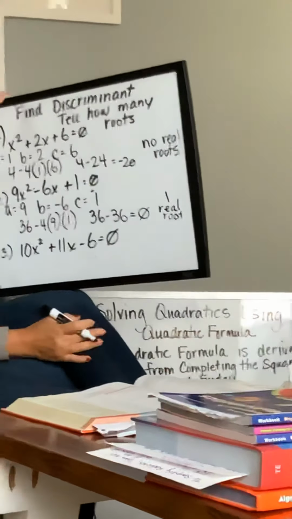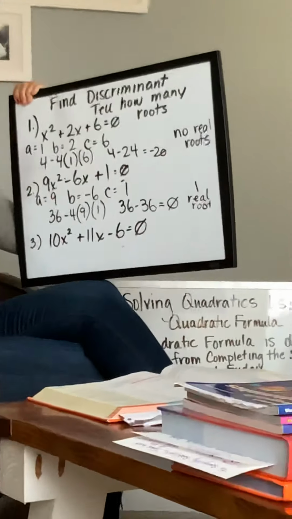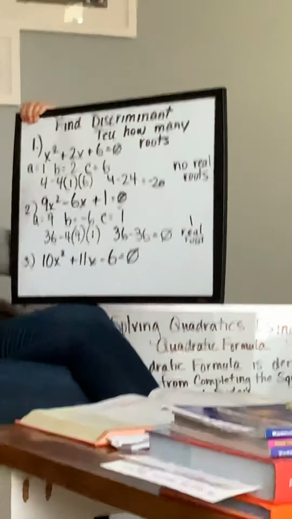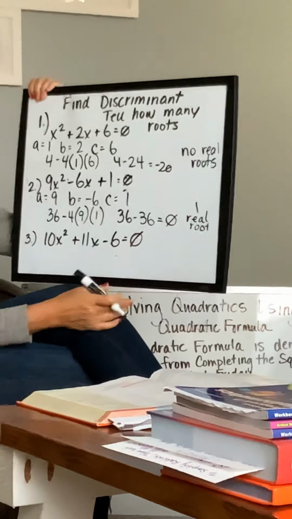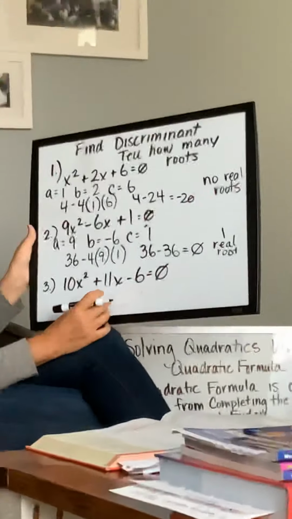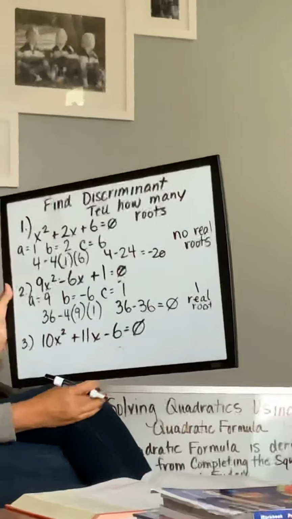Okay? Means it's going to cross your x-axis at one point. Okay? All right. Then if we look at, let's do this last one too. I'm hoping this is making sense.